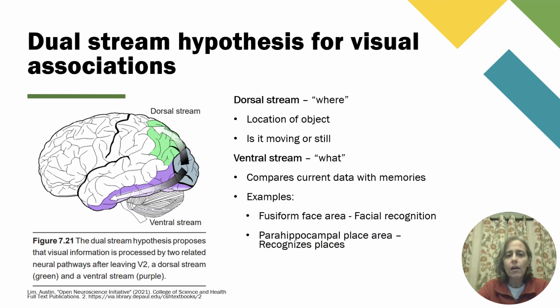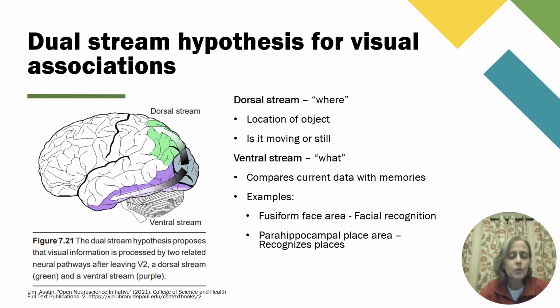There is something called the dual stream hypothesis. In that last diagram, it was showing you areas of the brain that are all in the occipital cortex. But it turns out that when we are processing visual information, we're also using a lot of other parts of our brain. So the dual stream is talking about a dorsal stream, which is on the dorsal side of the brain, or the posterior side of the brain. Again, think of dorsal fin.